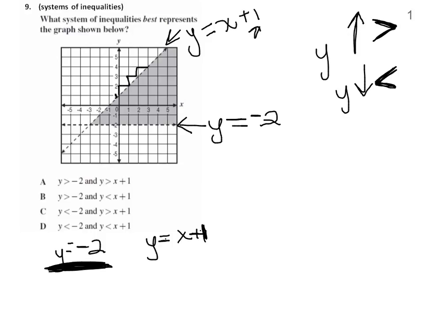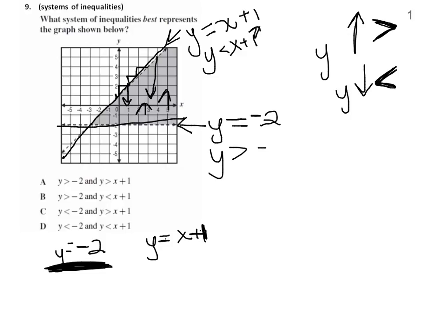Okay, so this one looks like from this line's perspective, it's being shaded underneath. So that means that this one's got to be y is less than x plus 1. And this one appears to be shaded above from this one's perspective. So this one must be y is greater than -2. Alright, so let's see which one matches. There's the y is greater than -2 for both of these. And then y is less than x plus 1 only on this one. So the answer is B.